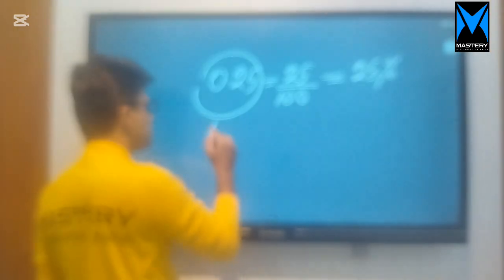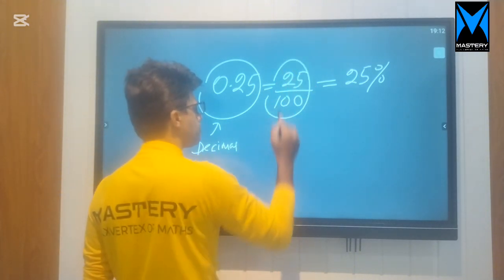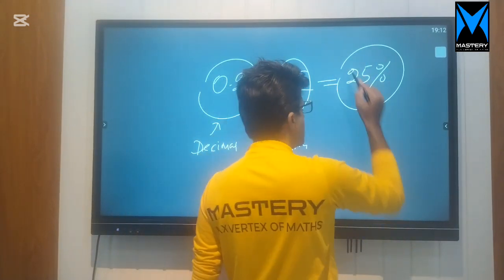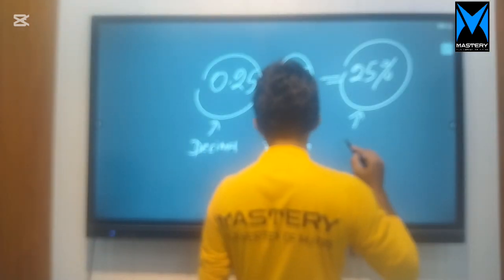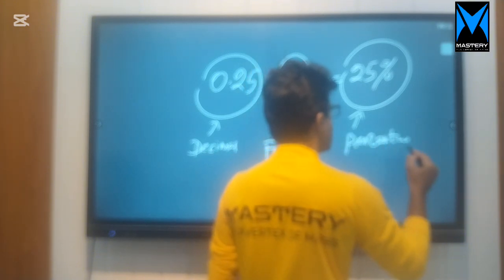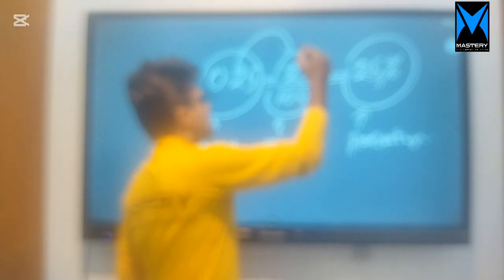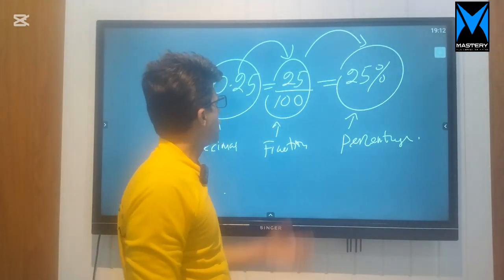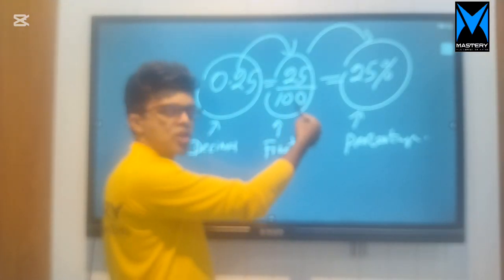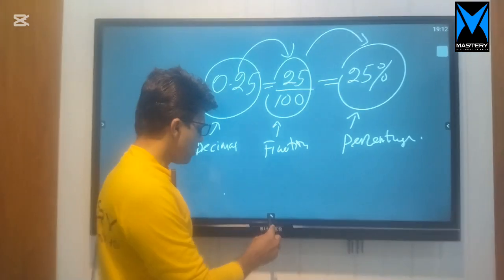So here is a decimal number, a fraction, and also a percentage. So this means a decimal number can be written as a fraction, and then afterwards this fraction can be written as a percentage. The relation. So think of this one.